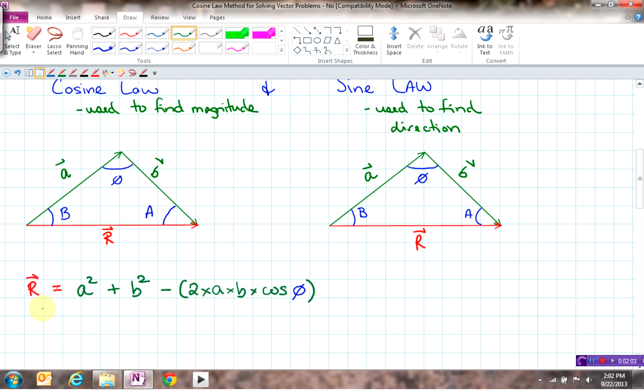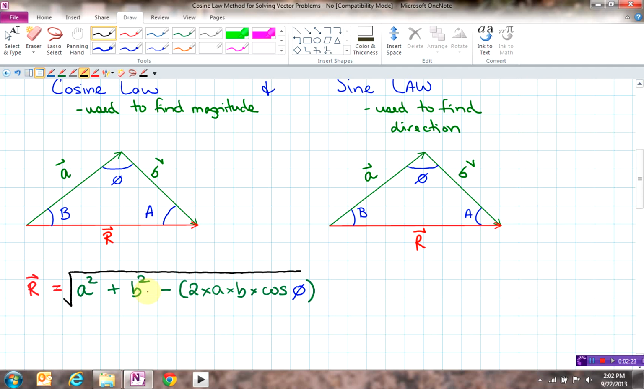Now, of course, I've got to find R in here. So if I want to find R, I need to take the square root of this whole thing, and that will allow me to find R. If I don't take the square root, I get R squared. Okay. Now on this side, this is what I use to find direction.